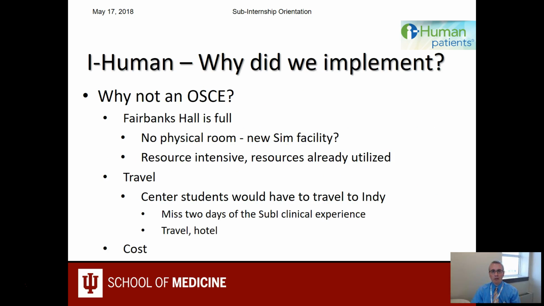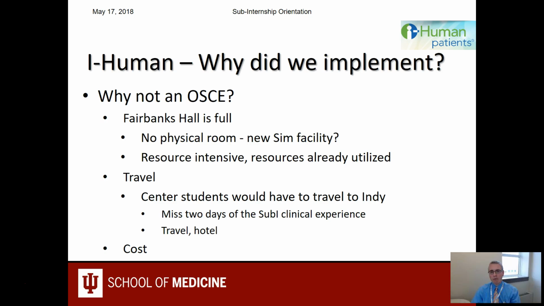We also considered an OSCE. However, Fairbanks Hall is at capacity and has no physical room or resources to take on a monthly OSCE for the sub-I. The resources needed would be intense, and these resources that are available are already utilized. In addition, we were concerned about forcing travel in the center students and for the decreased clinical time that would be available, since we would take 2 days away from the sub-I course for center students in order to complete this OSCE at the end of the rotation.